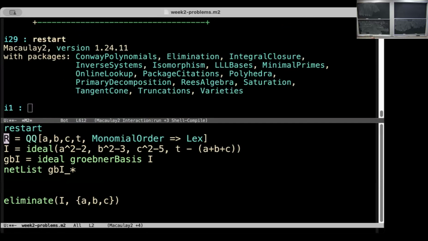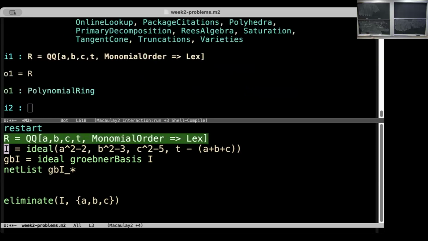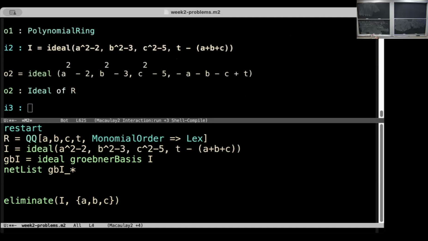Okay. So the first thing is you make a polynomial ring. I'll explain it. You make a polynomial ring in the variables A, B, and C, and T, where T is going to be this guy down here. I'm making a Lex monomial order because I'm going to want to get rid of the variables A, B, and C. And then I make this ideal here, which is exactly the one that was pointed out there: A squared minus 2, B squared minus 3, C squared minus 5, and T minus the sum of A, B, C.